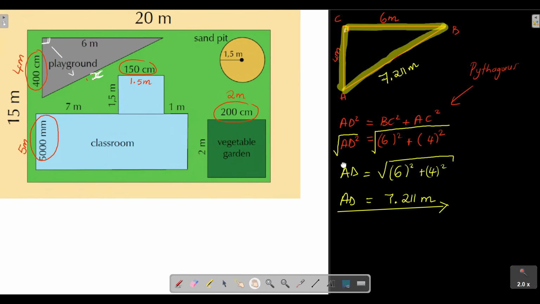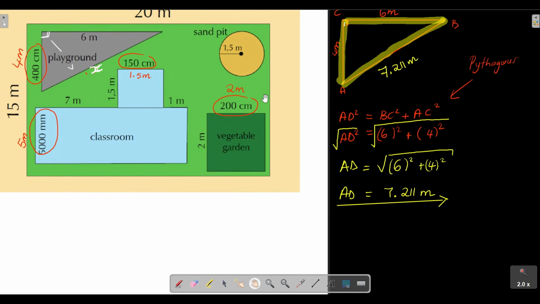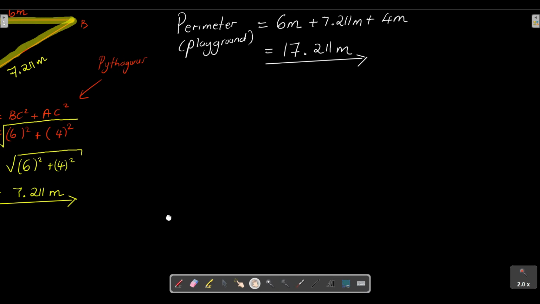Next question, we want to calculate now the perimeter of the sand pit. So what shape is the sand pit? We can already see that this sand pit is a circle. So to calculate the perimeter, we already know that if you're working with a circle, perimeter is just called the circumference. So for us to determine the circumference of this circle, we use that formula that I showed you guys in the previous video tutorial. So how do you calculate then the circumference, which is still the perimeter of your circle?